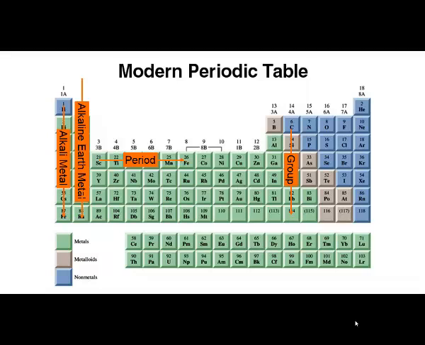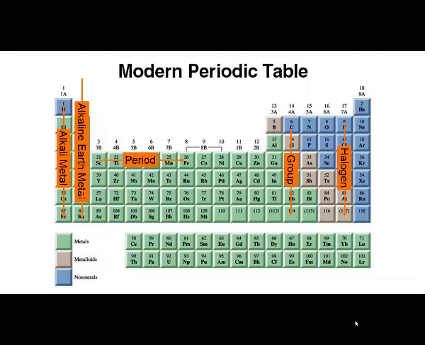Now, on the other side of the periodic table, we're going to look at column 17, also labeled as 7A, starting at fluorine, chlorine, bromine, iodine. These will be considered our halogens. So this group we want to know is named as halogens.